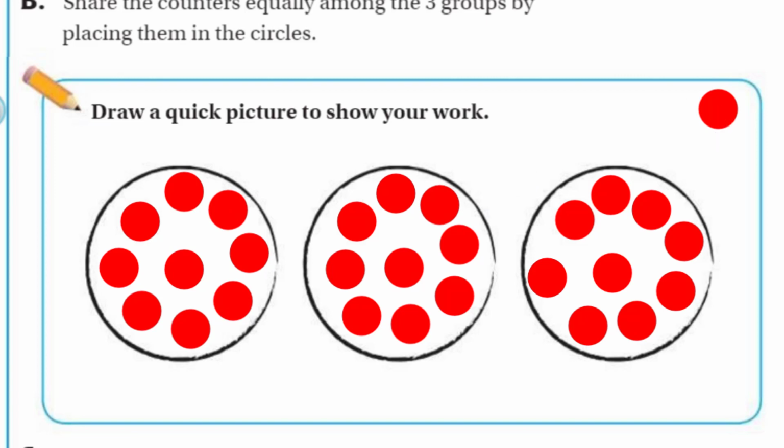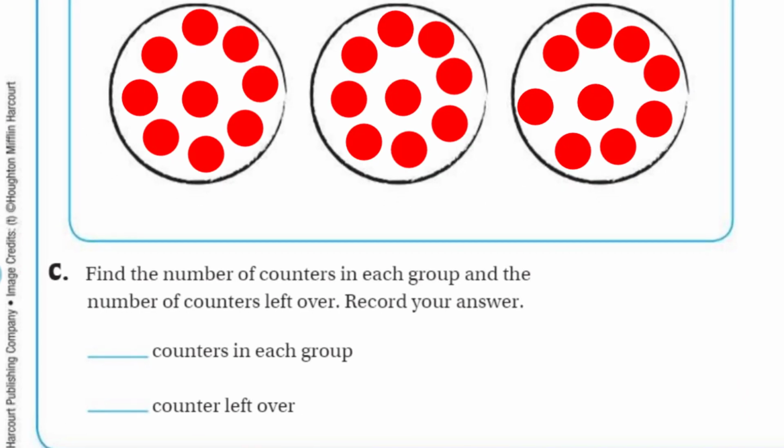I can't give that to anybody. So I should have then 9 in each one. 2, 4, 6, 8, 9. I see 9. Now it says find the number of counters in each group and the number of counters left over.